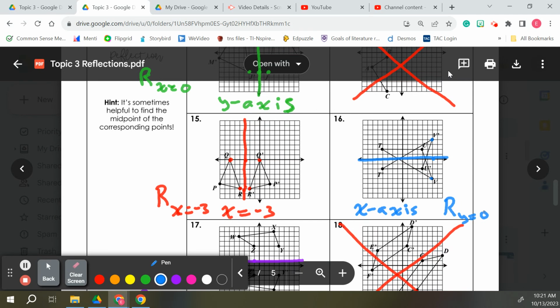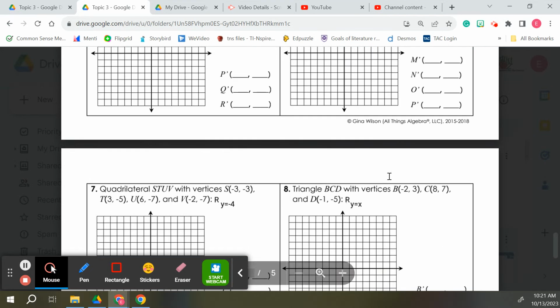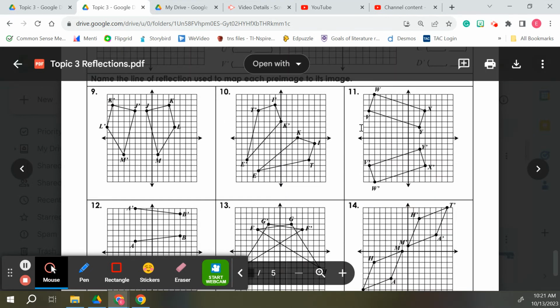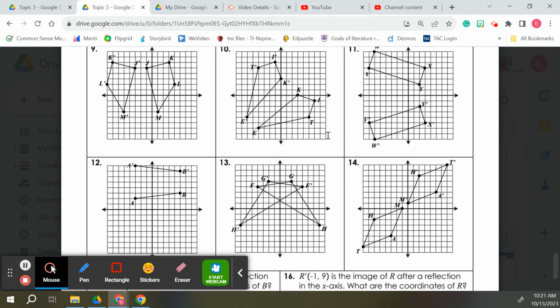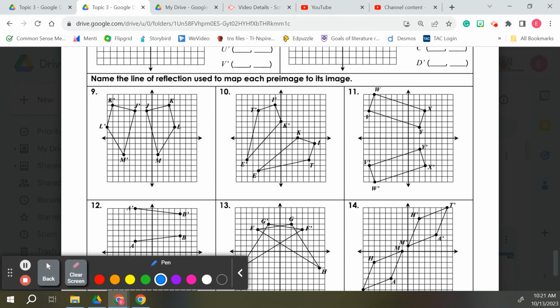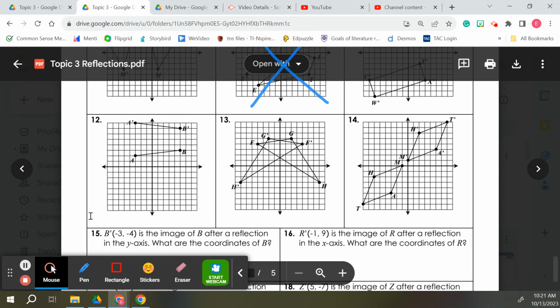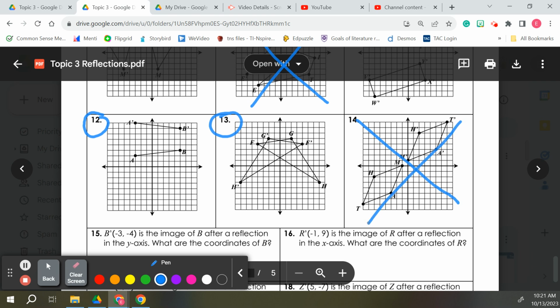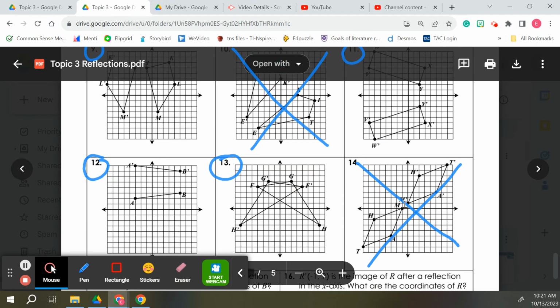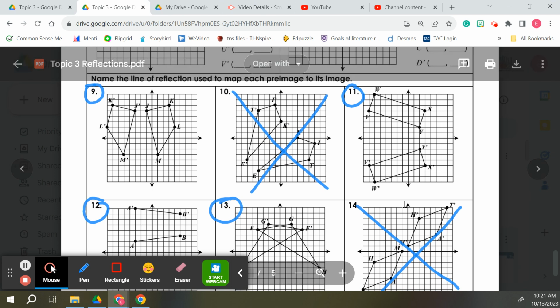Questions on that? Now, real quick, what I'd like you guys to do is this. I want you to identify the lines of reflection for, I'm going to circle them for you, definitely 9. You can skip 10. 11. Yeah, I think 12, 13, and skip 14. So find those 4. Okay, go ahead. Give it a shot.